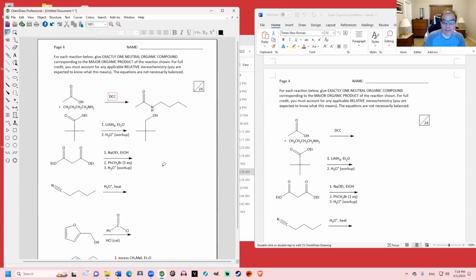You're not responsible for the mechanism, though it does go by H minus attacking the carbonyl carbon. So the mechanism is not outrageous.